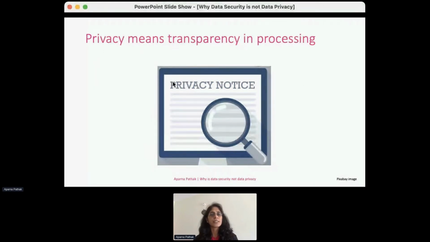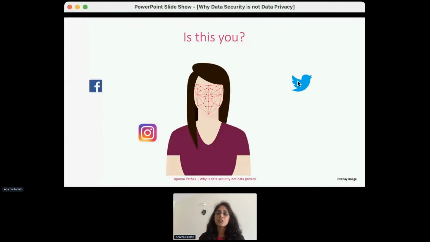So what does it mean? Privacy means transparency. When you deploy any security solution, you don't have to tell whether you have this type of encryption or this type of DLP solution. That is not required. But for data privacy, you need to inform people how you're processing the data, why you're processing it, how you're going to use it, where you're going to share. So that is transparency.